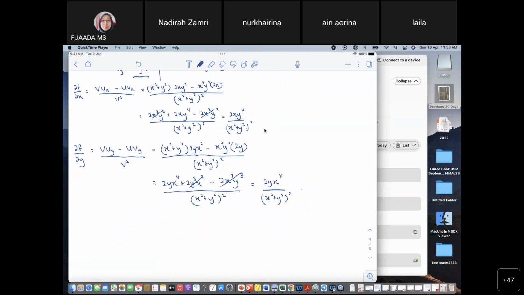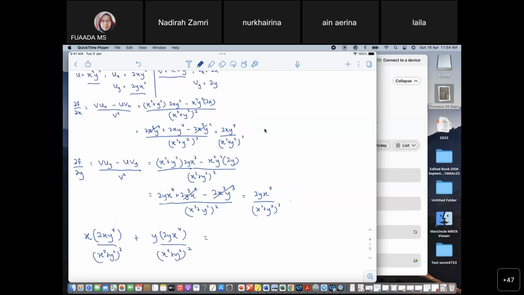So x times fx. X times fx, you got 2xy^4 over (x squared plus y squared) squared, plus y times fy, so 2y x^4 over (x squared plus y squared) squared.